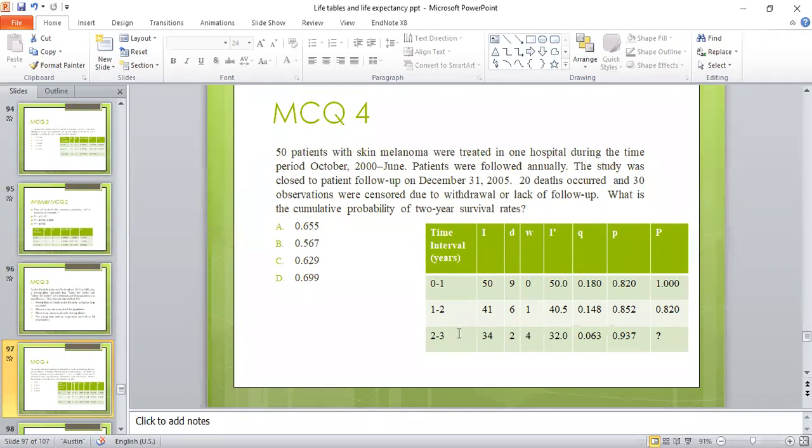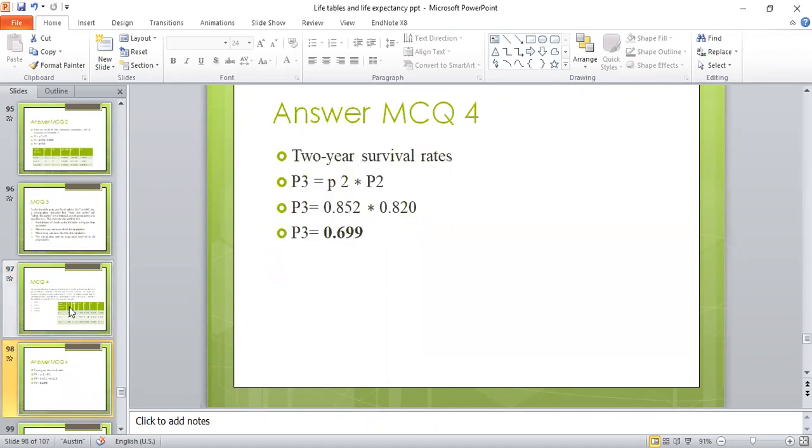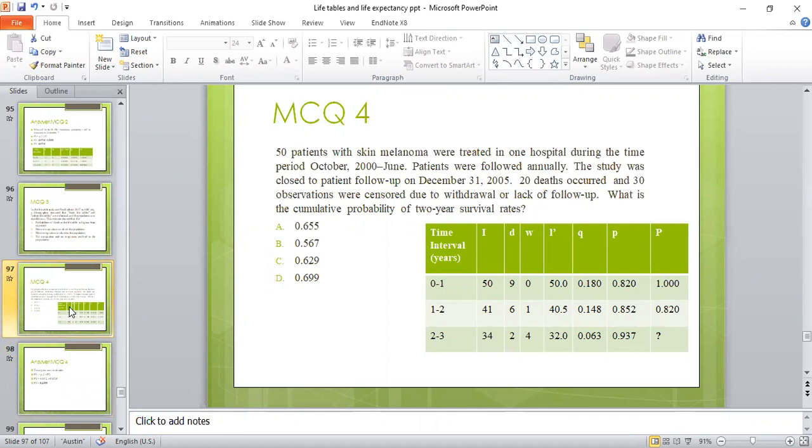What will be the probability of 2-year survival? This is actually given in the data. What is the probability? You can calculate the probability by multiplying 0.8 by 0.2. Therefore, P3 will be 0.699, which is actually the answer.